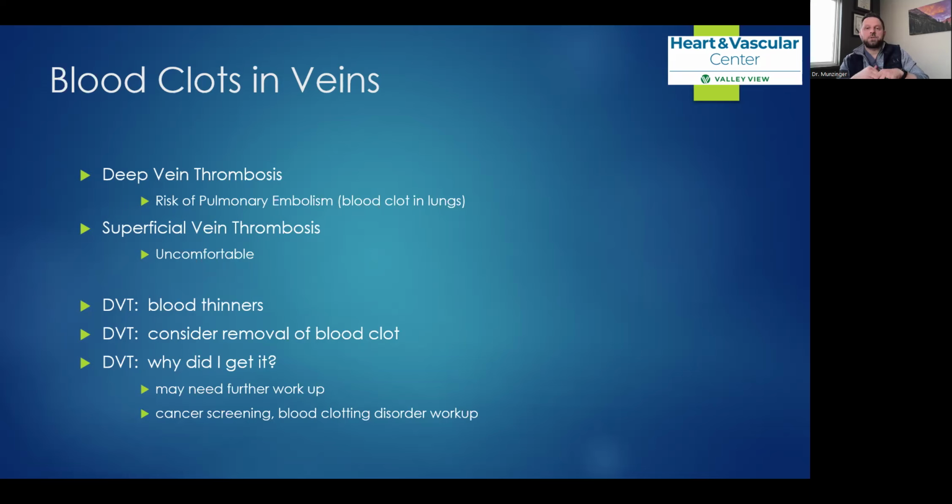That is usually less of a medical emergency, and that can frequently be treated with warm compresses, non-steroidal anti-inflammatories such as ibuprofen. And on occasion, a patient may require a blood thinner, but that's less common than with deep vein thrombosis.